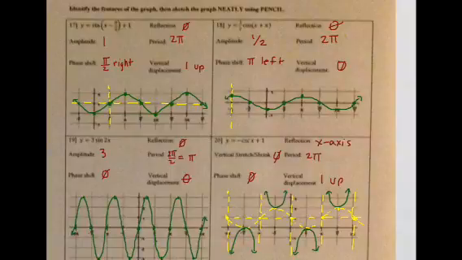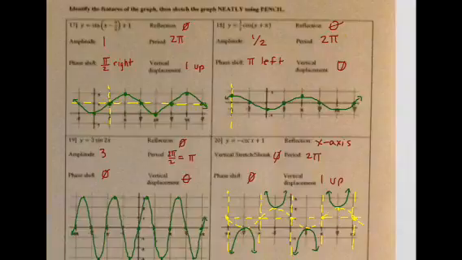Alright, so for 17 through 22, you're going to be graphing the functions. So answer first the analysis. So the amplitude is 1. Phase shift is pi over 2 to the right because it says minus right here. No reflections. The period is 2 pi, and it's 1 unit up. Okay, because of this plus 1.